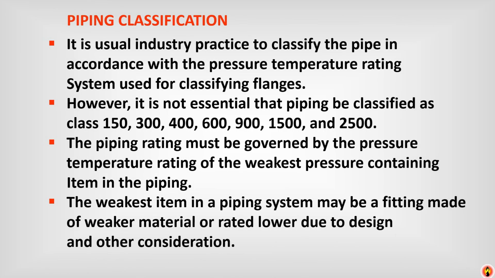Piping classification. It is usual industry practice to classify the pipe in accordance with the pressure temperature rating system used for classifying flanges. However, it is not essential that piping be classified as class 150, 300, 400, 600, 900, 1500 and 2500. The piping rating must be governed by the pressure temperature rating of the weakest pressure containing item in the piping. The weakest item in a piping system may be a fitting made of weaker material or rated lower due to design and other conditions.